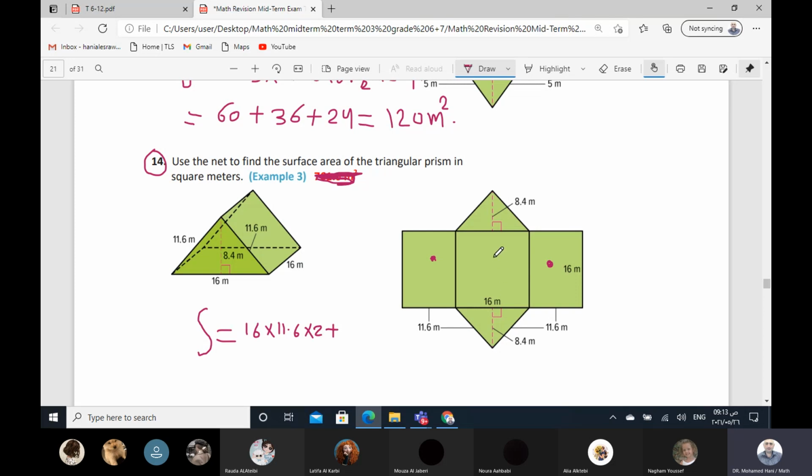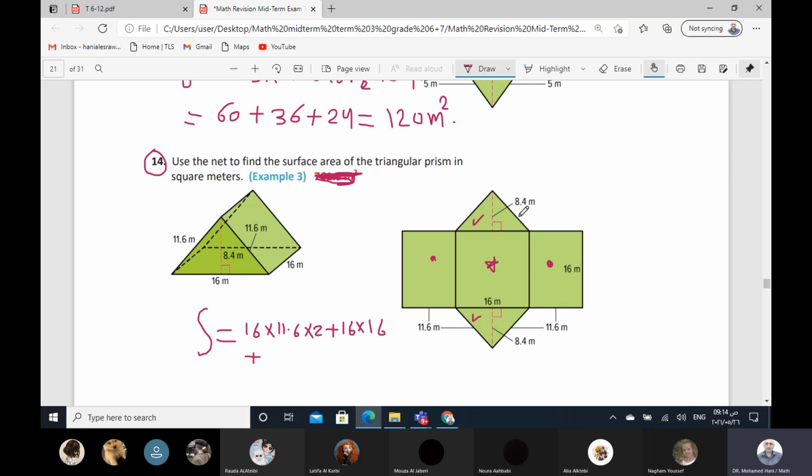Plus, then we have the base. As you see, it is a rectangle, length times width, or this is a square, length times width, so we have 16 times 16, plus, as you see, we have two congruent triangles.